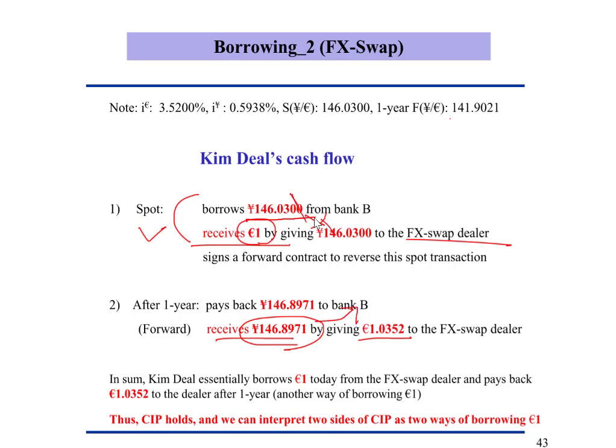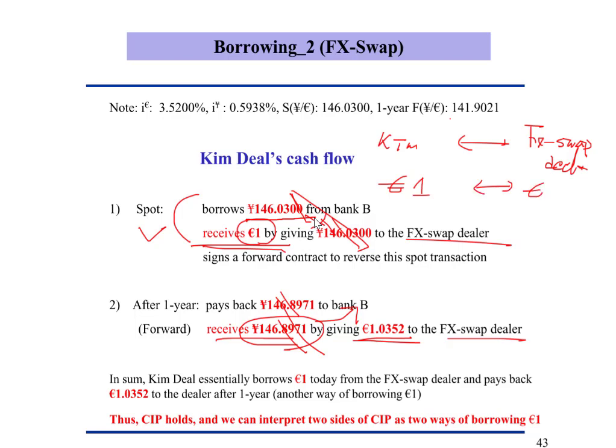Bank B's transactions and the FX swap dealer's have plus minus yen, plus minus yen, so you can cancel these two, and at the end what you have is you're going to borrow 1 euro today by paying 1.0352 euro to the FX swap dealer. The net transaction would be summarized like the transaction between Kim Deal and the FX swap dealer. Kim Deal gets 1 euro today and will pay back 1.0352. Bank B is somewhere in the middle. Every plus minus yen transaction will be essentially cancelled. We can interpret the whole FX swap thing as Kim Deal borrowing 1 euro by paying 1.0352.